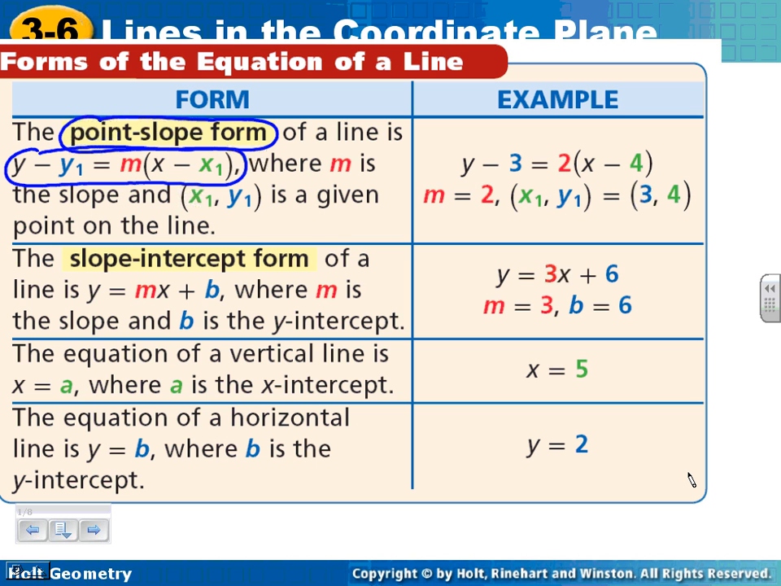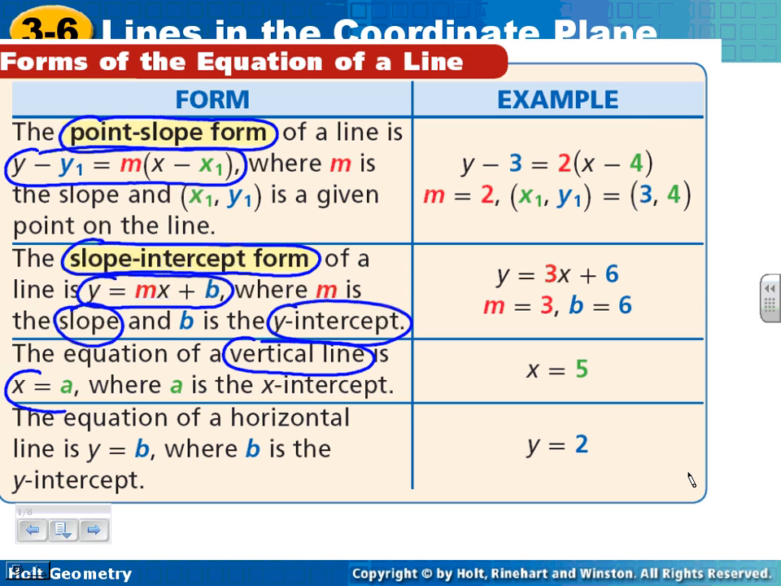The more popular, more common one is what's called slope-intercept form. And this should look more familiar to you. y equals mx plus b, where m is slope and b is the y-intercept. Then 2 more. You need to remember what a vertical line looks like. It's where x equals some number, x equals a. The opposite of vertical is horizontal, and that's always in the form y equals b.